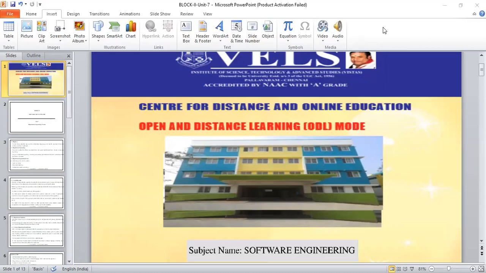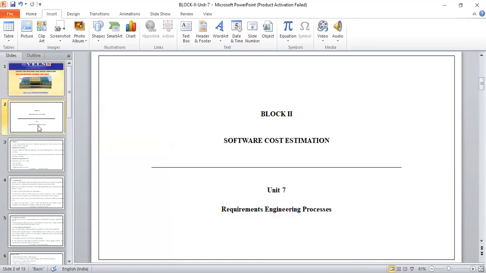Okay, today we are going to see the subject software engineering. Let us get into the subject. We are going to see block 2, that is software cost estimation, and in block 2 we are going to see about the requirements engineering process.